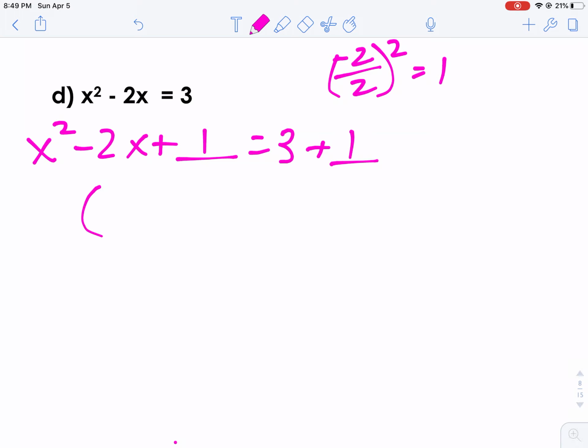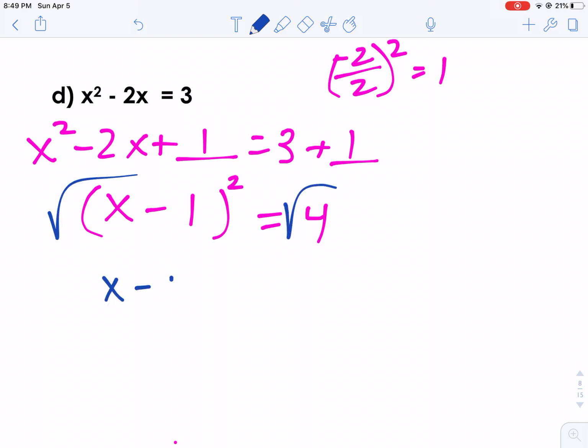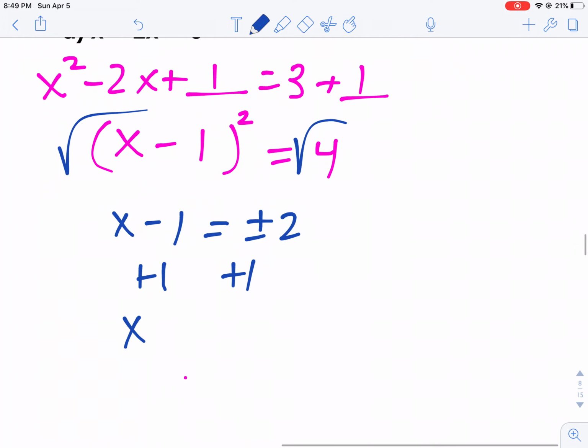The left-hand side we can factor then. That'll factor into x minus 1, quantity squared. The right-hand side, 3 plus 1 gives us 4. Okay, now it's in that format where we can take the square root of both sides. That'll leave us with x minus 1 on the left-hand side, and then the square root of 4, we actually know that one. It's plus or minus 2. We can finally add 1 to both sides, so we get x is 1 plus or minus 2.